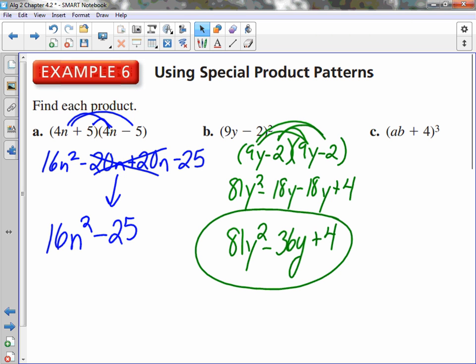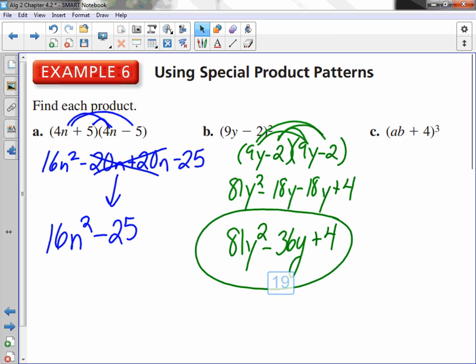Any questions on any of this here? So the overall process for each one of these changes a little bit, but we're doing the same steps over and over again, yes?